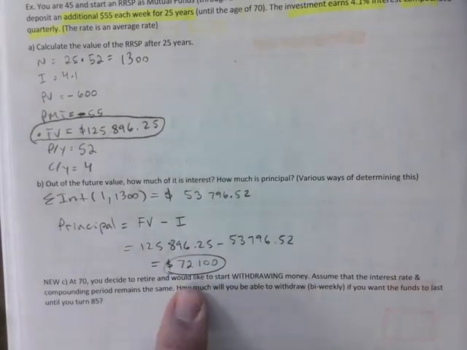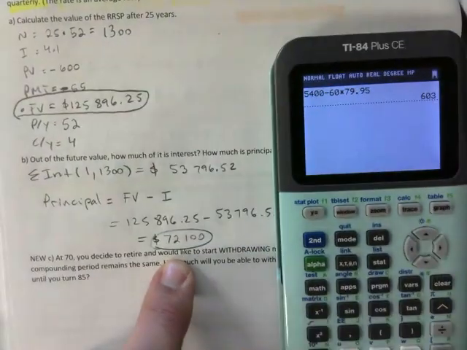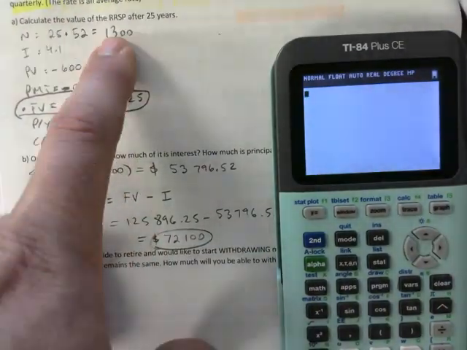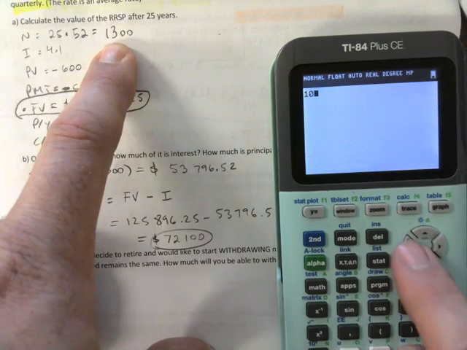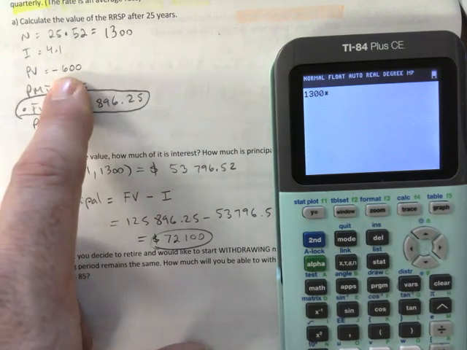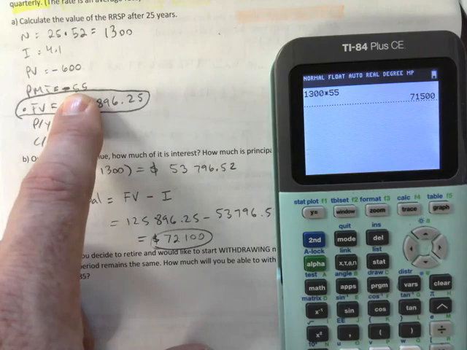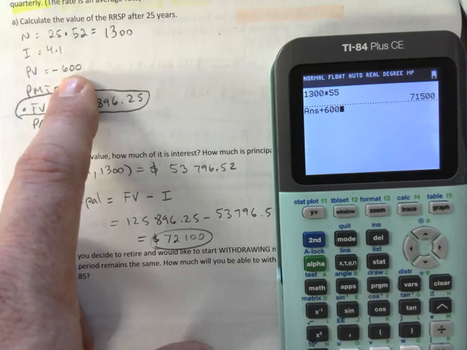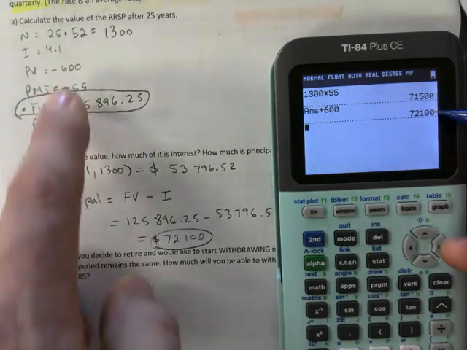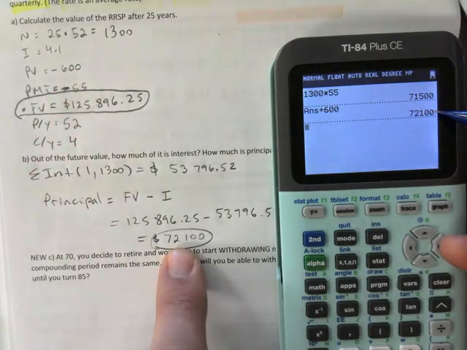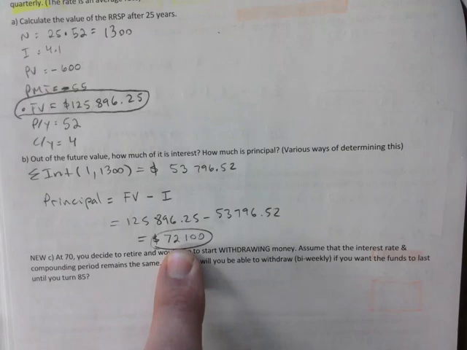How else could you have determined this here? I'm just going to show you on my calculator. You could have gone 1,300 payments, right? Times 55. And then you add the $600 that you put in right from the beginning. So that's another way of getting your principal, okay? So 72,100 is the same.